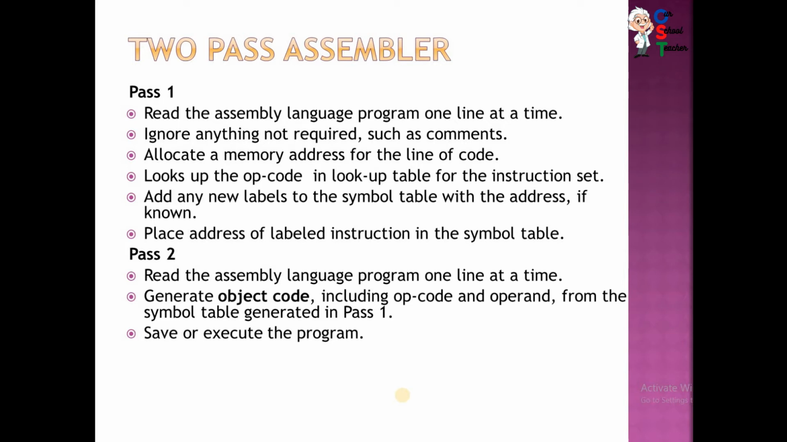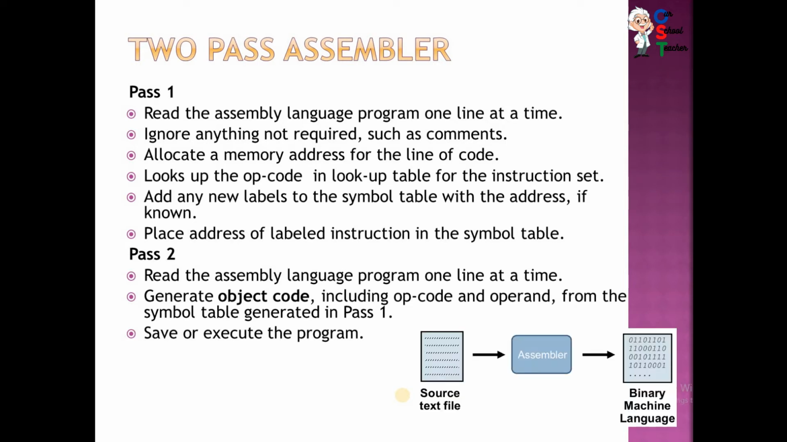Actually, the process takes place in two passes. First, we will see the first pass. What happens when the program is given to the translator to be converted into machine codes? First of all, the first pass takes place, and in this pass, it first reads the assembly language program line by line, and it ignores any of the comments written in the assembly language program.